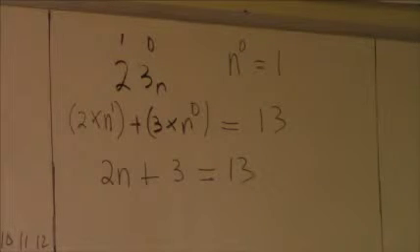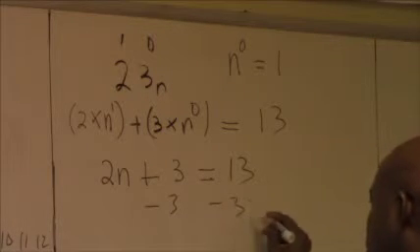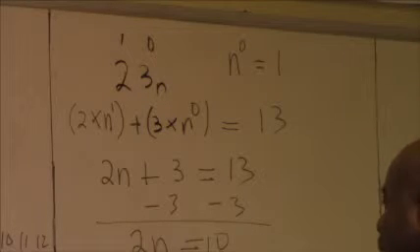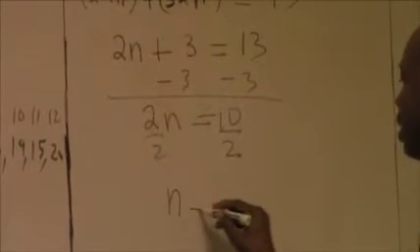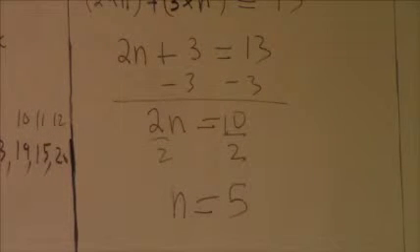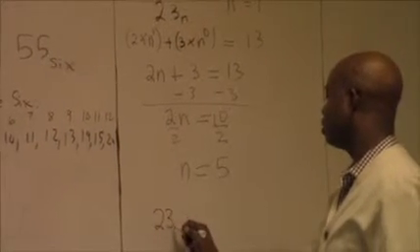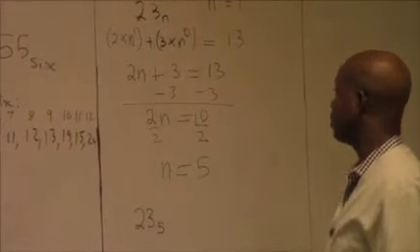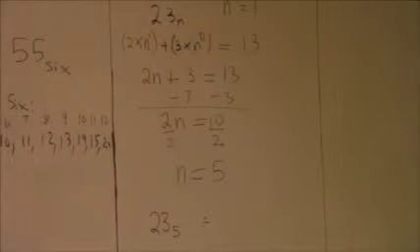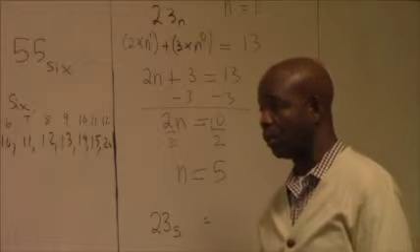So basically I have a simple equation here to solve. Minus 3 from both sides. I will have 2n equals 10, divided by 2, divided by 2. n is equal to 5. So 23 base 5. So that means n is 5. So this number 23 is actually written in base 5. And we can even try and verify if we wanted to, but this answer is quite correct. So our answer here will be basically n equals 5.